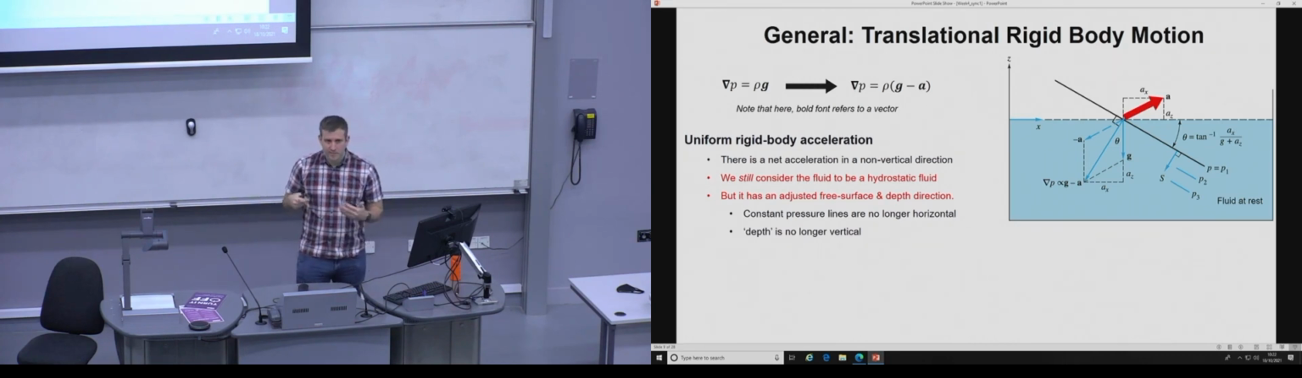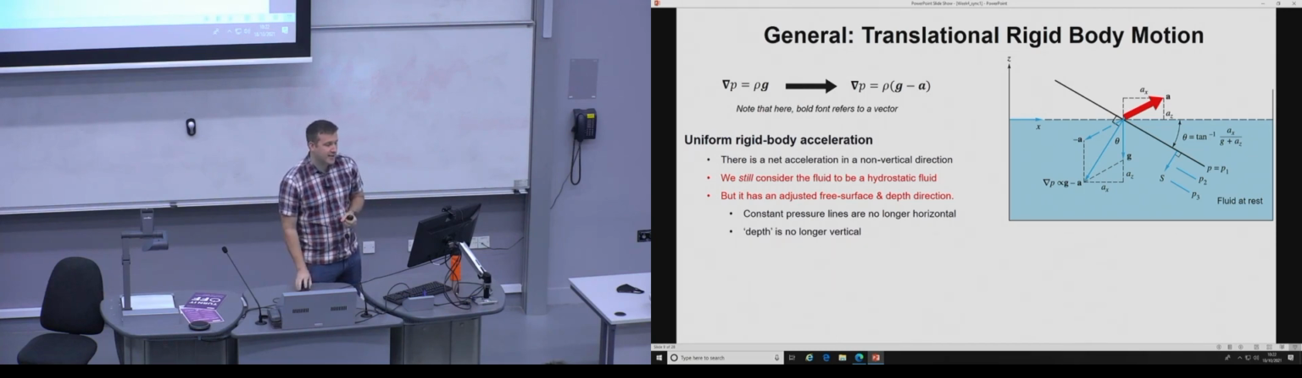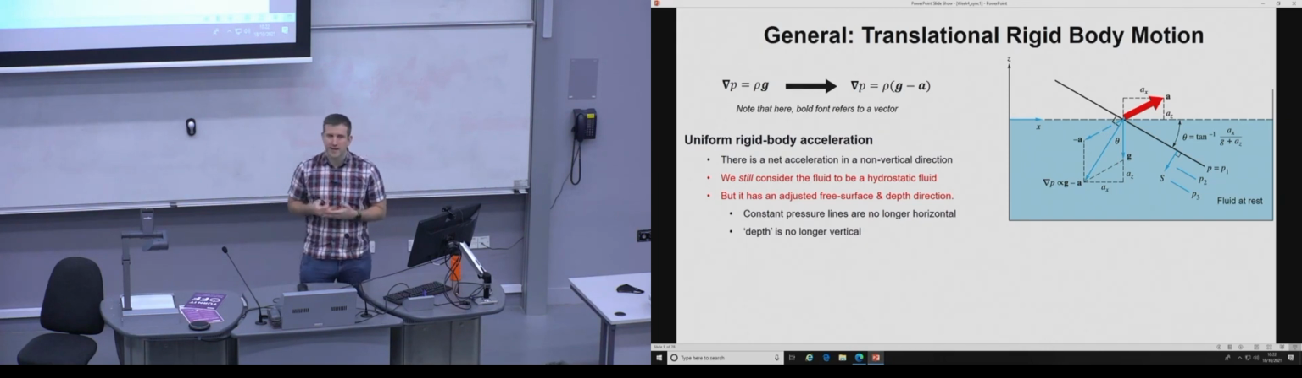And then this is where you start to have to use vectors in order to analyze the sum of the two accelerations. So you've got gravity and you've got this minus A, and you get this, basically this vector, and you can then decompose the components of A and Z to calculate the effect on the fluid.